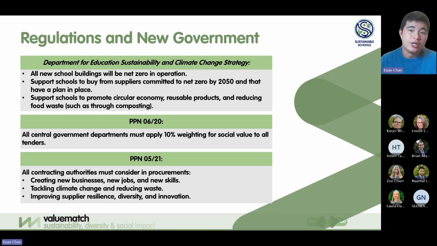almost a year later, in June 2021, PPN 05/21 was released, which mandates that public sector contracting bodies have to consider the creation of new businesses, skills and jobs, tackling climate change, and improving supply chain resilience and innovation and diversity through procurement. So suppliers need to be thinking about how they can contribute to that agenda if they're going to stay competitive.